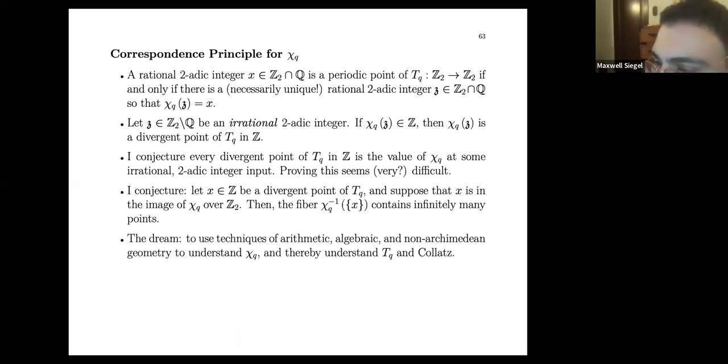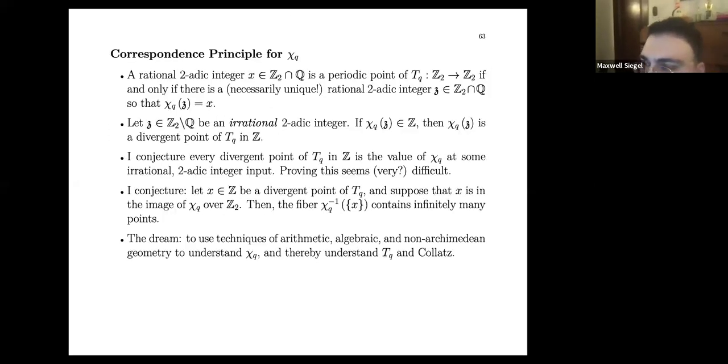I also conjecture that the divergent points of Tq are all points in the image of chi-q at which chi-q's fiber contains infinitely many elements. Rather than obsessing over improvements of quantitative knowledge about the dynamics of Collatz type maps, my research focuses on studying F-series and the surrounding analytic phenomena in the hopes that better understanding them will eventually yield meaningful advances in our knowledge of Collatz type arithmetic dynamical systems, while also perhaps contributing new tools to non-Archimedean algebraic and arithmetic geometry along the way.